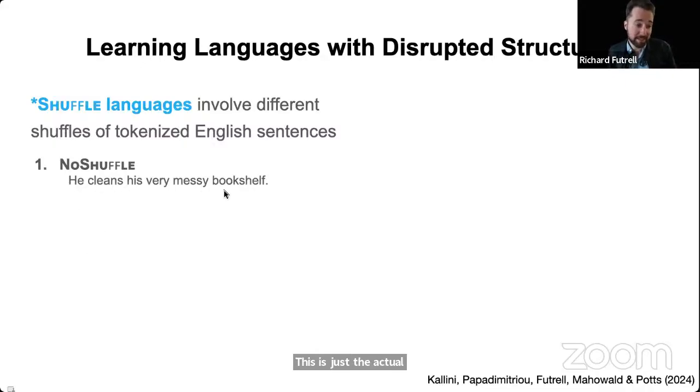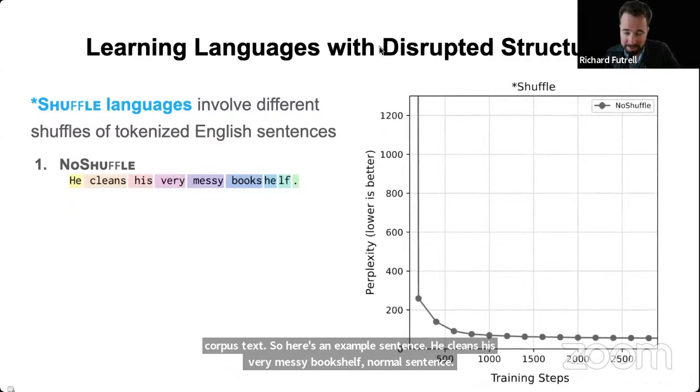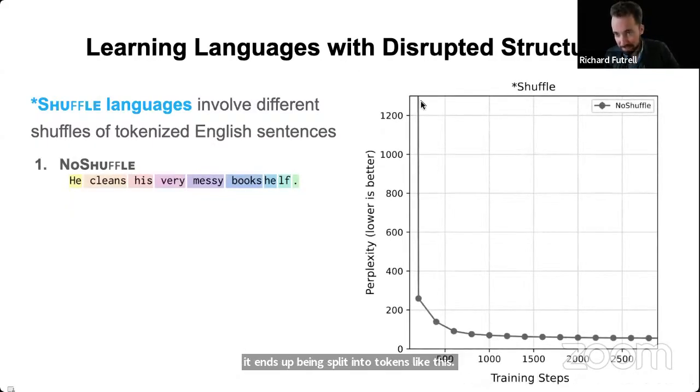So here's an example sentence: "He cleans his very messy bookshelf," a normal sentence. It ends up being split into tokens like this. And this is the kind of learning curve you get for a GPT-2 architecture on this training data. So this is perplexity, which is basically the same thing as surprisal. It's just 2 to the power of surprisal. And so you can see that as you keep training, the model gets better and better. It eventually learns to predict the text quite well.